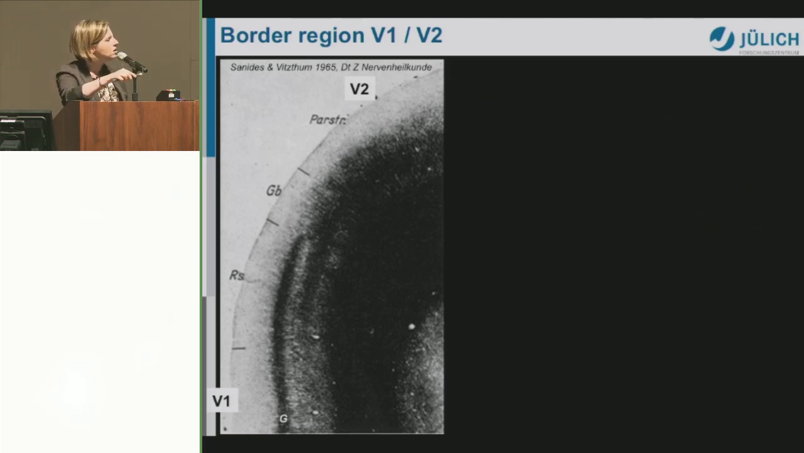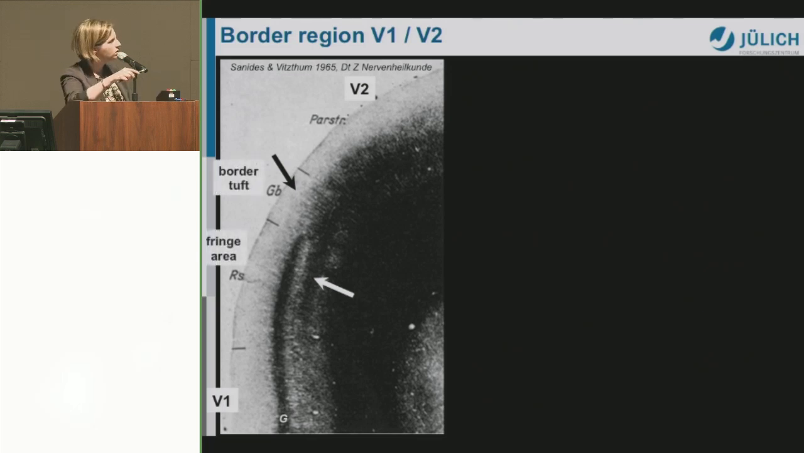So the border between area V1 and V2 is not one clear border, but there is something going on at this particular border. You see here the Gennari stripe again, which has been mentioned before, but you can also see some thickening, some darkening of the so-called inner Baillarger stripe. And on the other side, in area V2, there is much more myelination in the upper supragranular layers than, for example, here or here. And the question is, what is that?